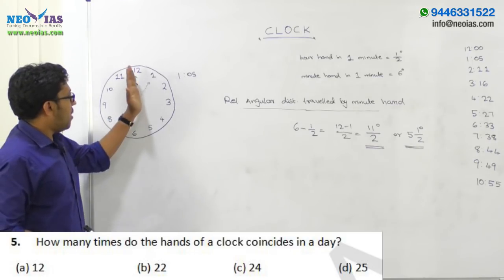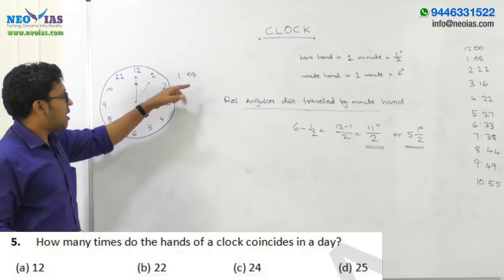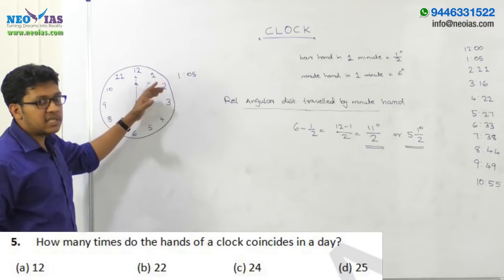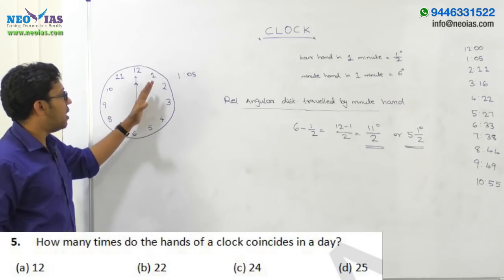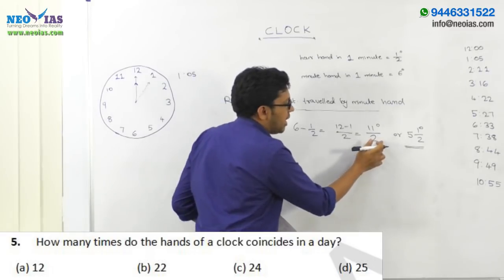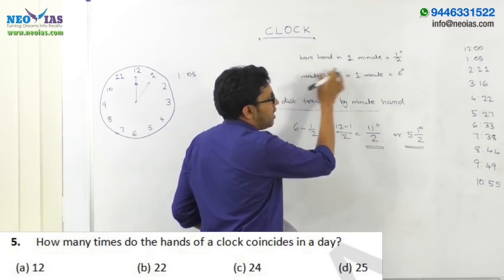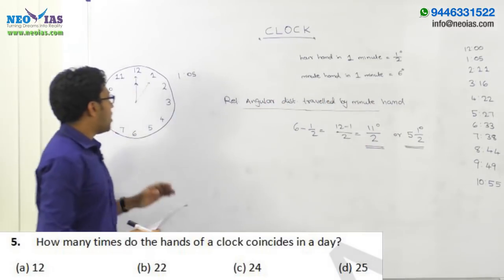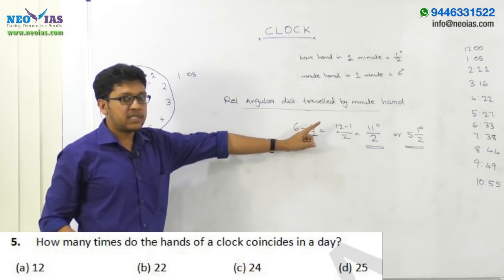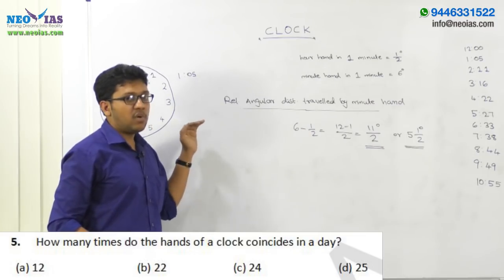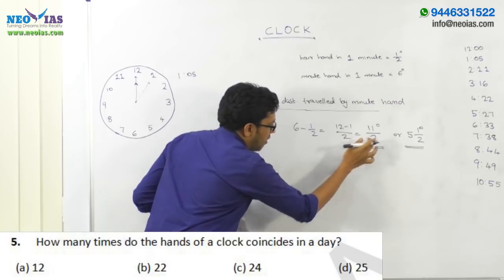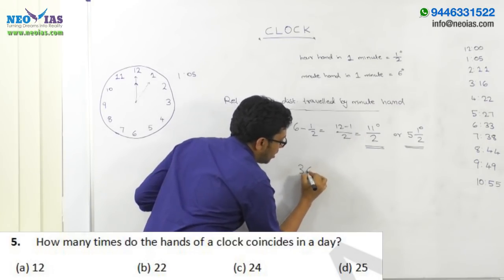That is, from 12 o'clock to just after this 1:05, the minute hand has to travel 360 degree extra compared with the hour hand. The minute hand is travelling 11/2 degree extra compared to the hour hand in 1 minute. Then we need to calculate the time taken by the minute hand to travel 360 degree extra for the next coincidence. That is, we want to find out how many 11/2 degrees are there in 360 degrees.